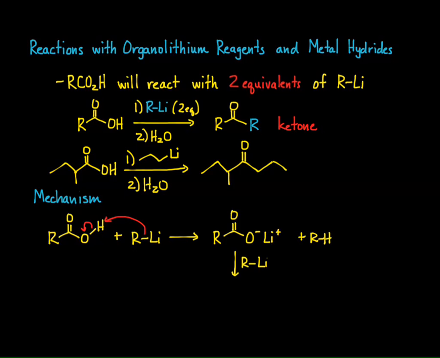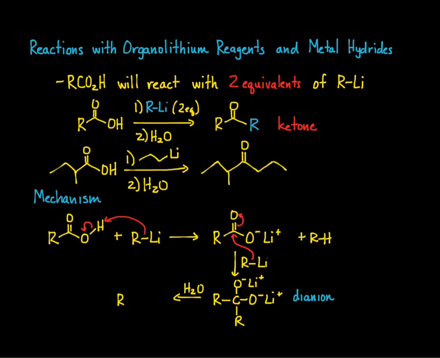So now a second equivalent of organolithium comes in, and it is a good enough nucleophile to react with the carboxylate. There are many nucleophiles that aren't, but organolithium is one of them. So it can attack the carbonyl carbon, and we generate a dianion. So remember, we talked about this already, but this is a dilithium dianion.